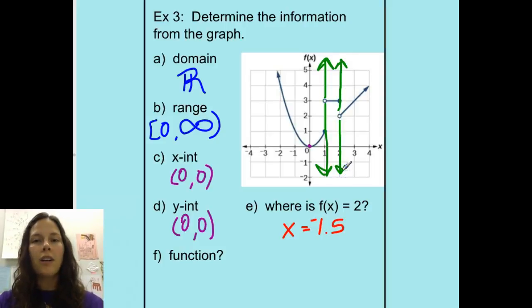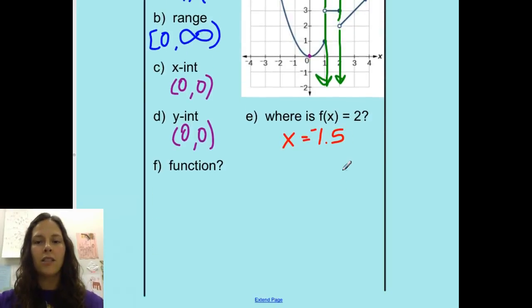Notice how one of those points is a closed circle where it is defined. The other one is an open circle. So technically, that vertical line does not touch the graph at that open circle. The function is not defined there. Every other vertical line that we could slide along this graph would also only touch the graph once. So yes, this one is a function.